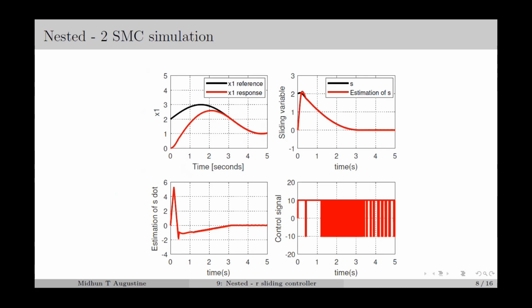And this plot shows the response of the simple pendulum system with the nested 2 SMC. Here we can see that the actual state value is converging towards the reference value, and the sliding variable is converging to 0, which means that the output error is converging to 0. And this shows the plot of s dot, which is also converging to 0. And finally here we can see the control signal.